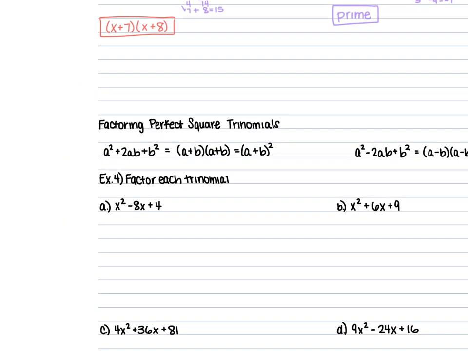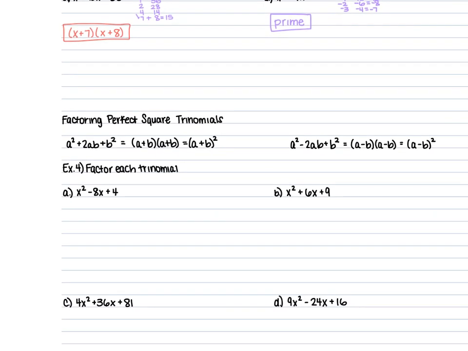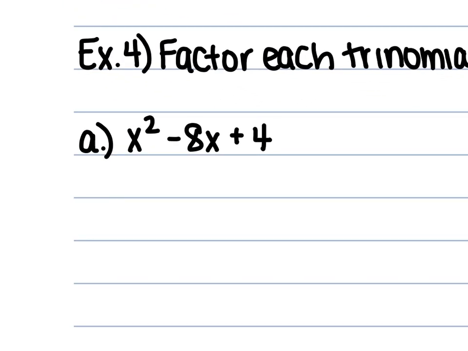Sometimes we'll be dealing with perfect square trinomials. When we have perfect square trinomials, we are dealing with two different formulas. We have a squared plus 2ab plus b squared, or a squared minus 2ab plus b squared. When we look at these, what we're going to do is we're going to look at that c term. If we take that c term, is it a perfect square?